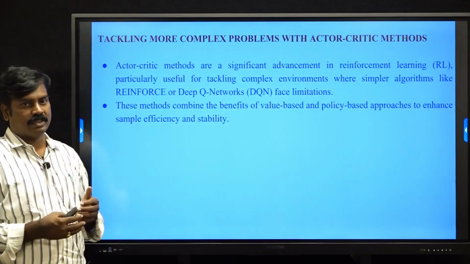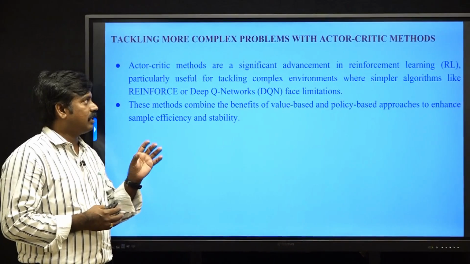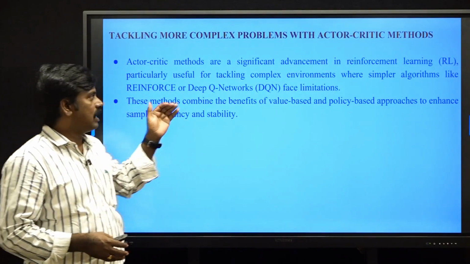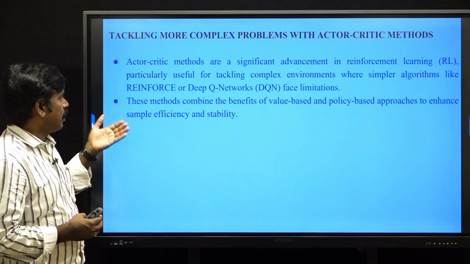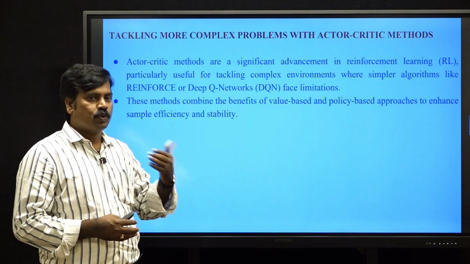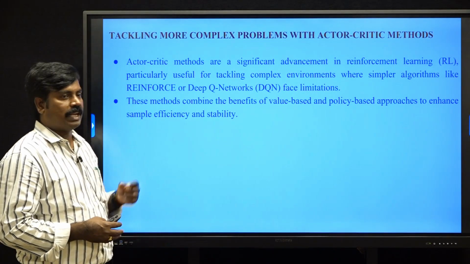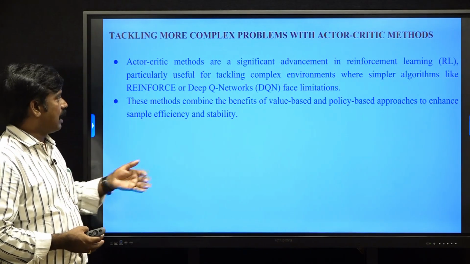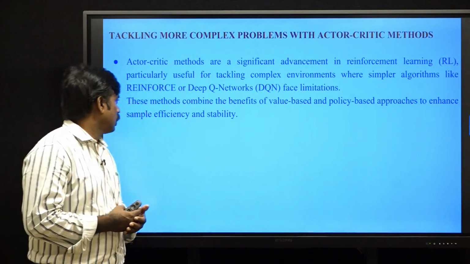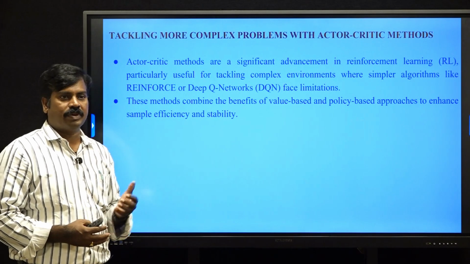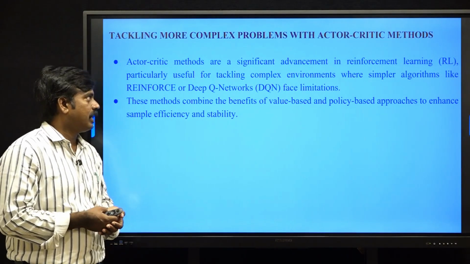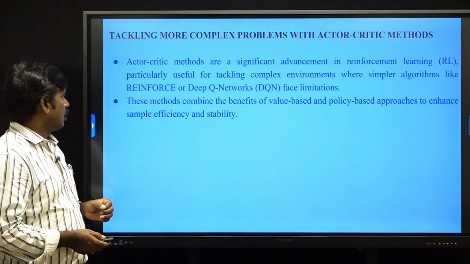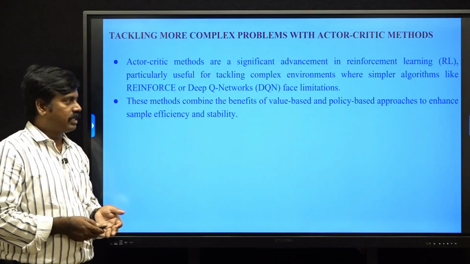Actor-critic methods are a combination of two methods, value functions and policy functions. They are a significant advancement in reinforcement learning. They handle complex problems by combining policy function based learning, like the REINFORCE algorithm, and value function based learning, like Q learning and deep Q networks. This combination of value functions and policy functions is called actor-critic methods, and we use these methods to solve complex problems in reinforcement learning.